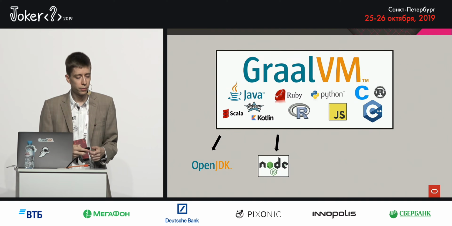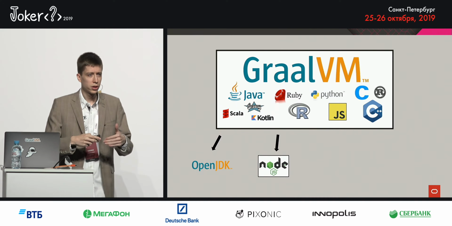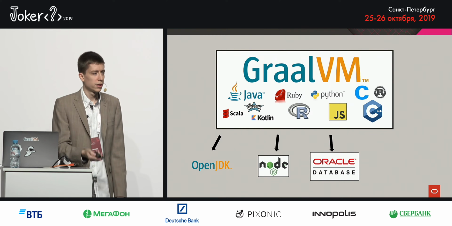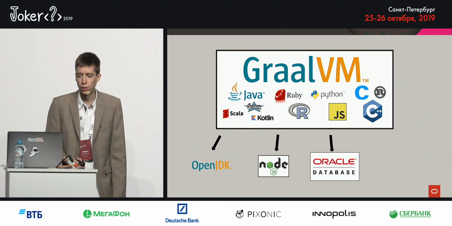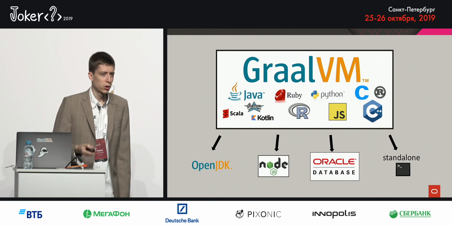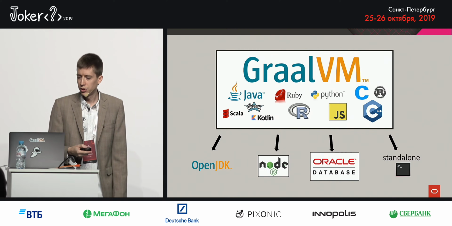Another one is that we can run on the Node.js platform, so you can run Node.js applications and use these languages. You can run inside the Oracle database. We have a prototype for that as well, to run your stored procedures with GraalVM. And you can run standalone. This is what is commonly known as GraalVM native image or GraalVM AOT mode.